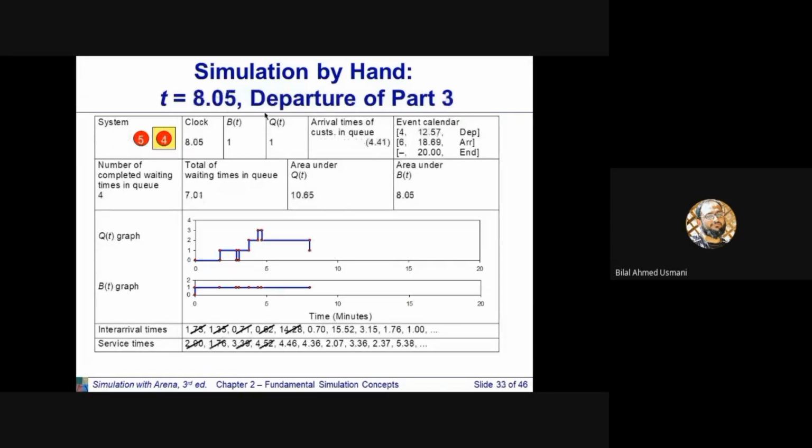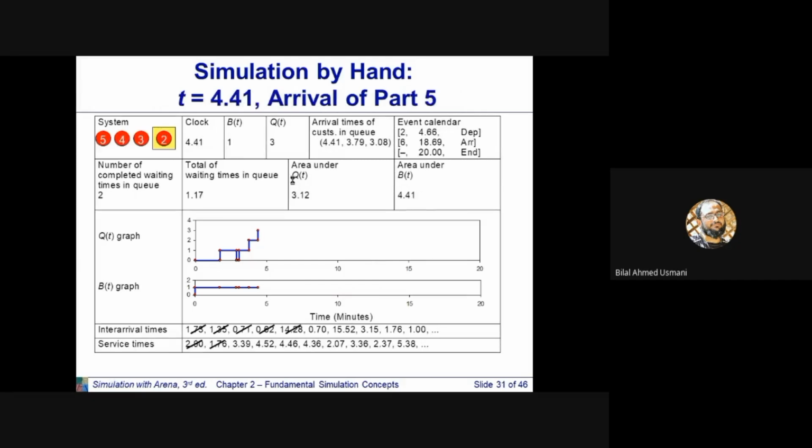It's a slightly complicated extension of what we did in our Excel sheet. They calculated a couple of variables called Q(t) and B(t), and they have the event calendar. The event calendar is the piece number, the time of arrival, and whether the piece is arriving or departing. What is the area under B(t)? What are B(t) and Q(t)?